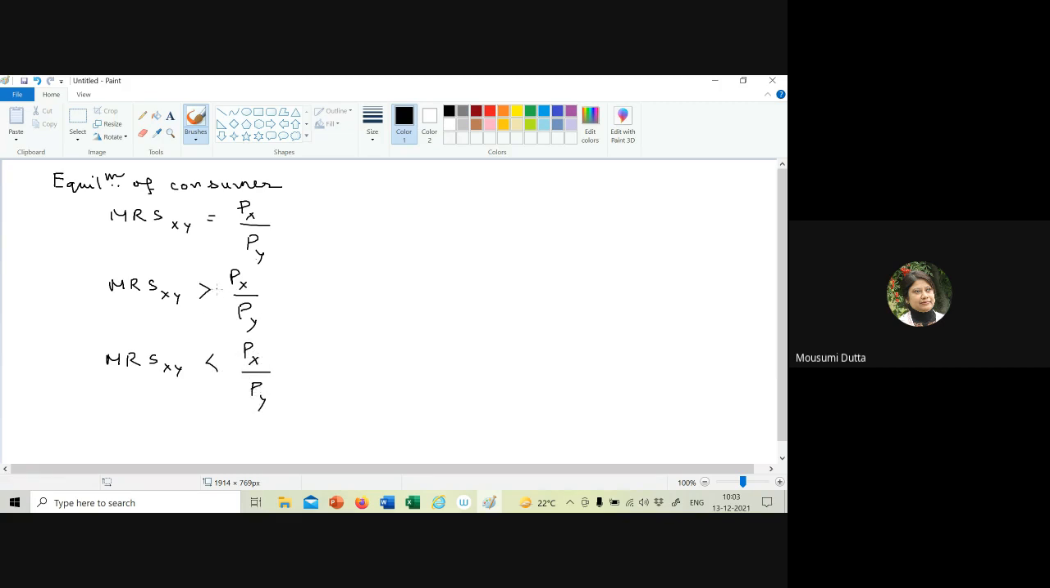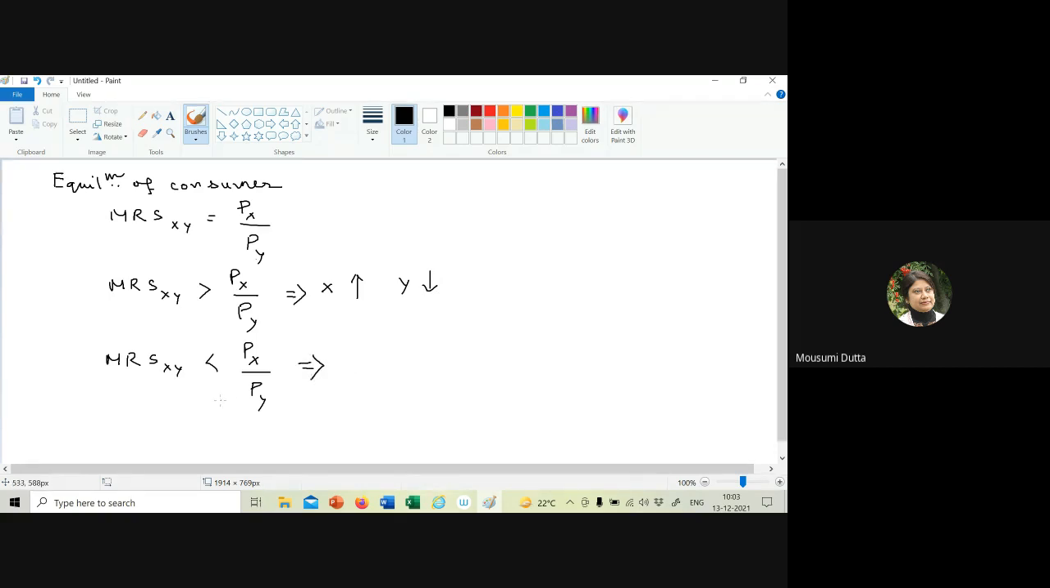So when MRS xy, that is Ux by Uy, is greater than Px by Py, the valuation of x with respect to y is greater than the cost for x with respect to y. The utility you are getting from an additional unit of x is greater than the price you are paying for an additional unit of x. So in that case, any rational consumer will continuously increase consumption of x, and that in turn means reduction in consumption of y.